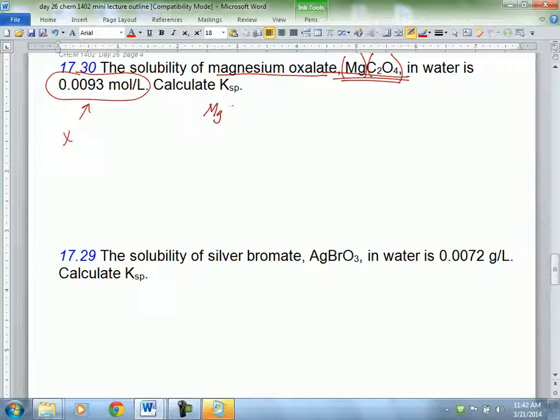How did you get that +2 -2? Because I know magnesium is +2. So that means oxalate has to be a -2, right? Because there's no subscripts down there. They're both 1s. So they had to cancel out on you.